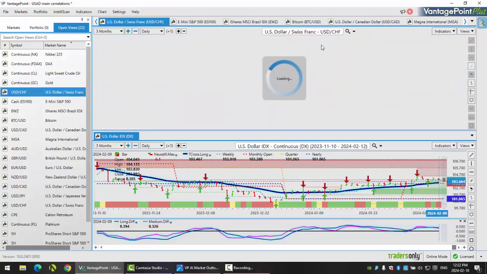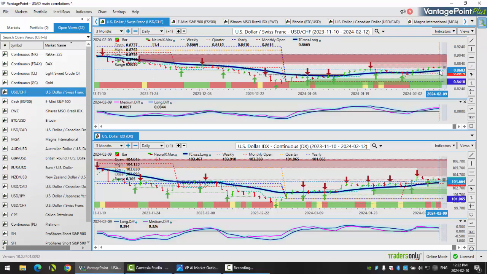Now, when we look at US Swiss franc, it's benefiting from this dollar strength. Even though the dollar is a little bit soft in the middle of the week, we're still holding above that.